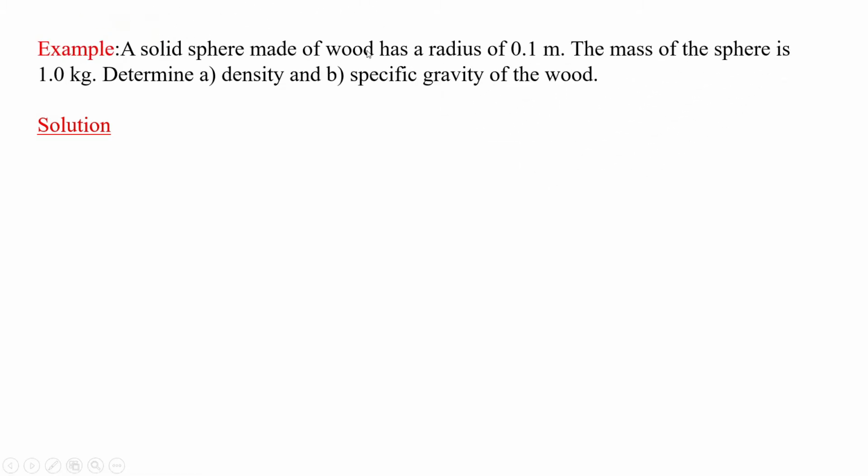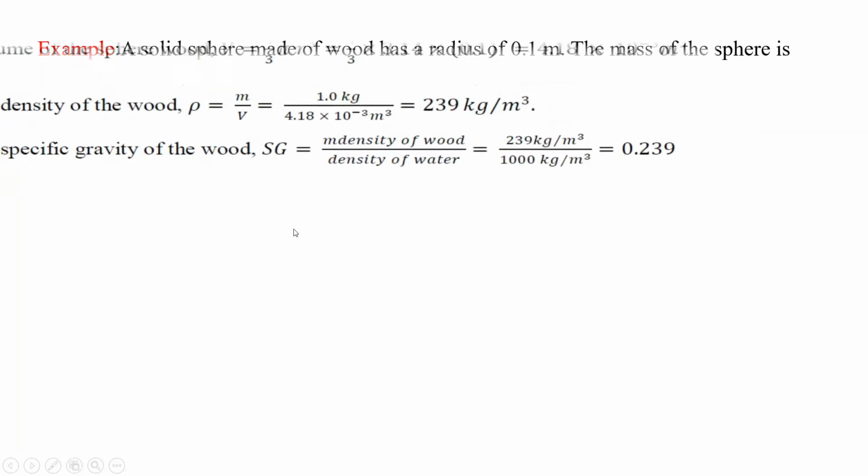So we have a solid sphere. The radius is given for the sphere. In order to find the volume of this sphere, we have to use the formula 4 over 3 pi r cubed, taking this as the radius, and the mass is given. So it's possible to find the rho value: mass over volume is equal to this one. The other one is specific gravity. After we find the rho value, divide by the rho value of the standard, which is for water at 4 degrees Celsius.